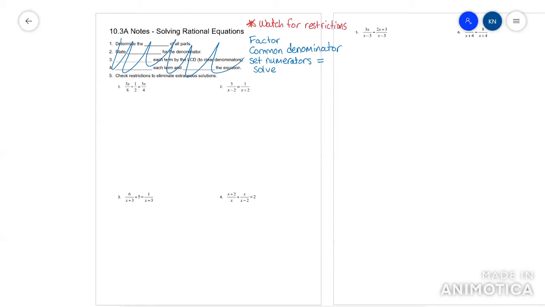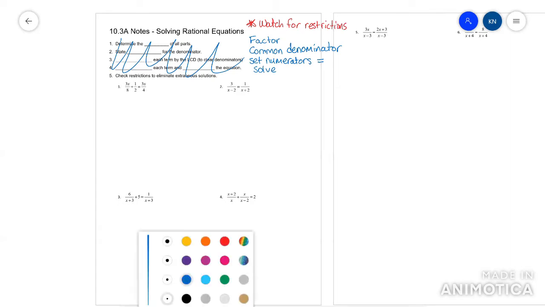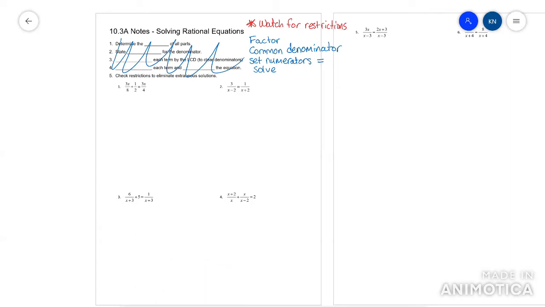Okay, so you have to factor it fully. Let's look at number one. It's already factored fully. And when I say factored fully, you really care more so about the denominator, not the numerator. So factor fully, check, done. Common denominator though. Looking at these numbers, the common denominator there would be 8. So 3x over 8 is already good to go. But you have to change these to make them 8.